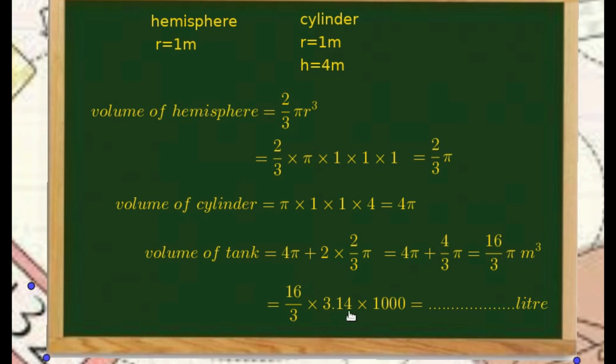The value of pi is 3.14. But here the volume is in terms of meter cube. How to convert meter cube into liter? Multiply by 1000. First you multiply 16 into 3.14 and into 1000, then divide by 3. Here all these numbers are not multiples of 3. If we can't divide exactly, you should multiply the numbers and finally divide by 3. Then you will get the answer in liters.